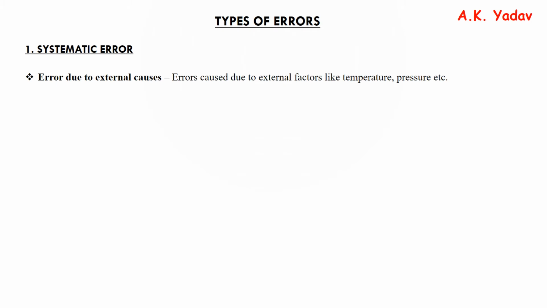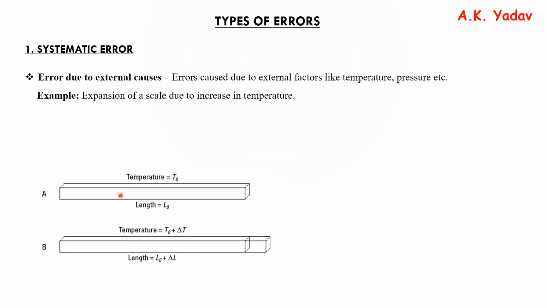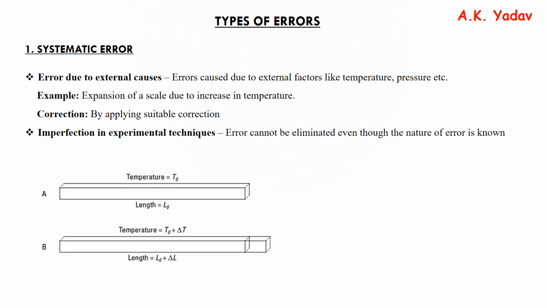Continuing further, in systematic errors, the third one, error due to external causes. The error due to external factors like temperature, pressure. For example, expansion of a scale due to increase in temperature. Now you can see in the first case with temperature T naught, the length was L naught. Now when the temperature increased, the length also increased. Now if I'm using the same scale at two different temperatures, my answer will vary. So how can I correct it? By applying suitable correction.